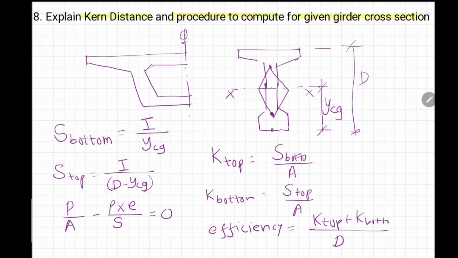So before we start design, we calculate the section properties: center of gravity, moment of inertia, elastic section modulus. Some books may write this as Z bottom and Z top, and K top equals Z bottom over area, and K bottom equals Z top over area.